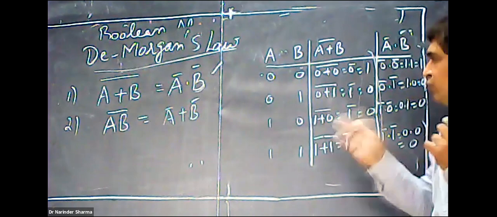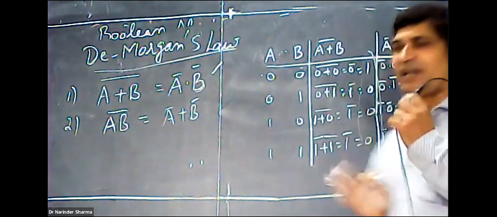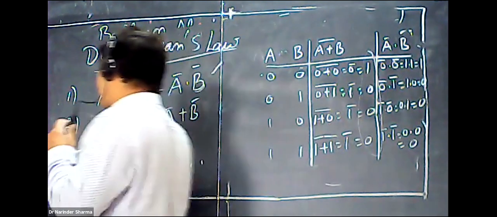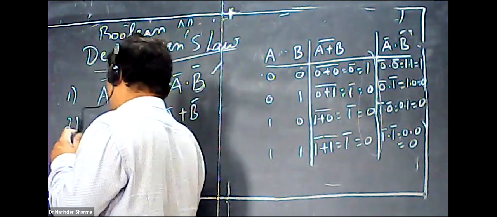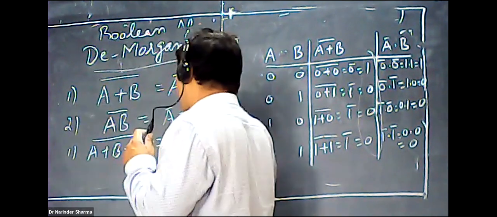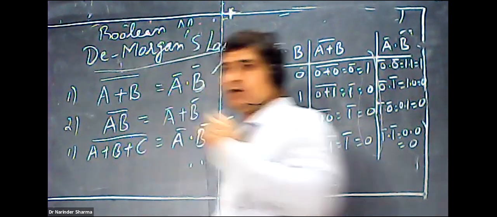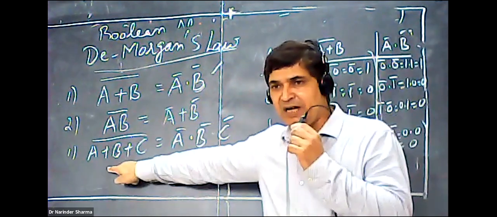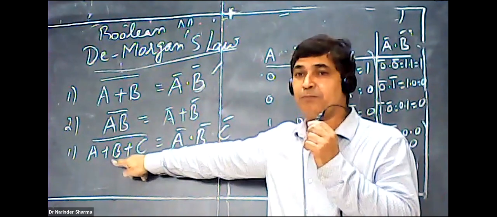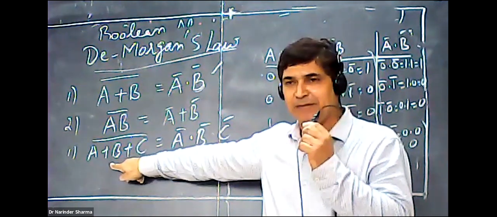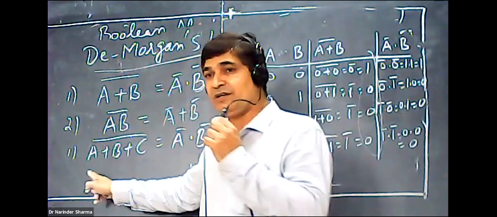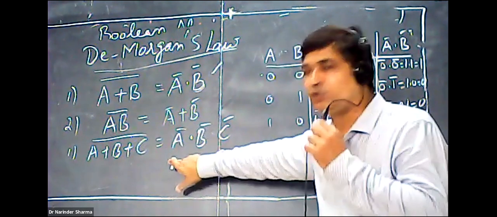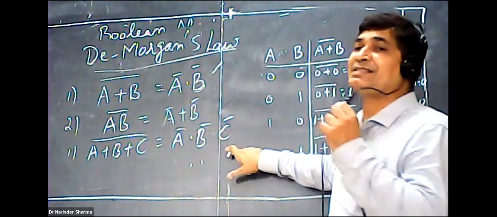Similarly, you can pursue the second one. This can be extended. If I write A plus B plus C complement, the first law, it is equal to A bar into B bar into C bar. So how can we write it in words? Understand it carefully. If we add the Boolean variables and take the complement, it is always equal to the product of their complements.